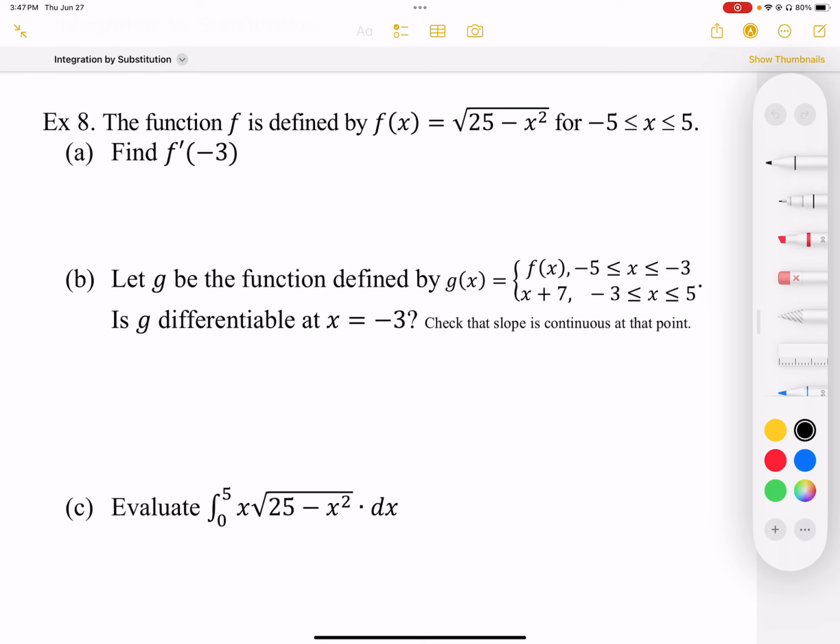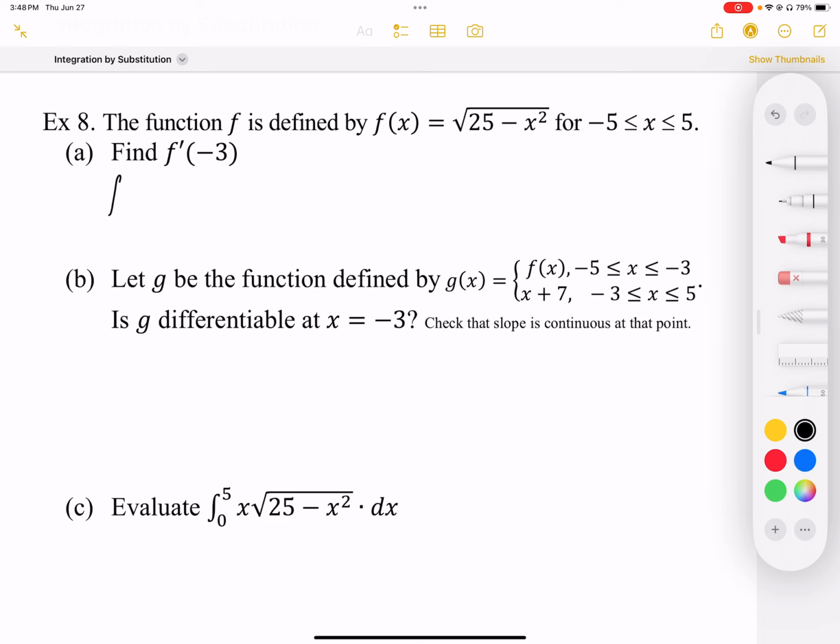Example 8. The function f is defined by f of x is equal to the square root of 25 minus x squared from -5 to +5. So this function happens to be a square root function, or sorry, semicircle function. So it's the top half of a semicircle, and it's got a radius of 5. So this question asks for the derivative at x equals -3.